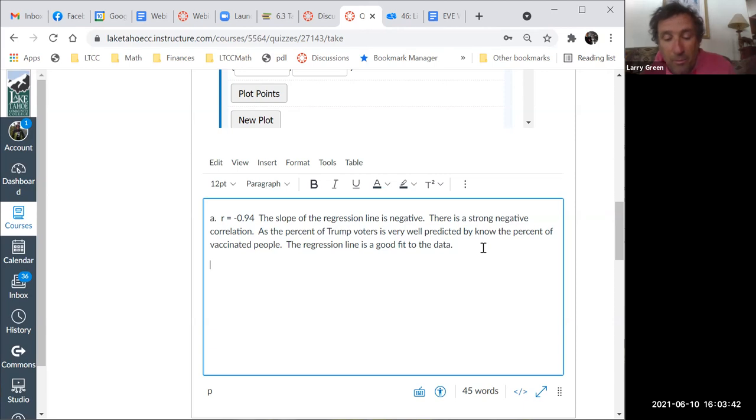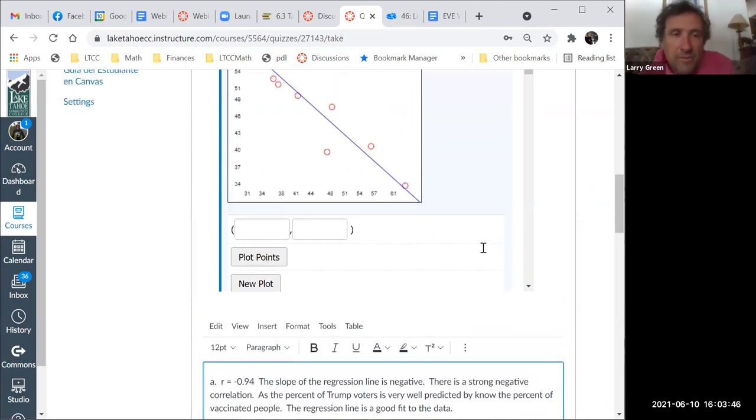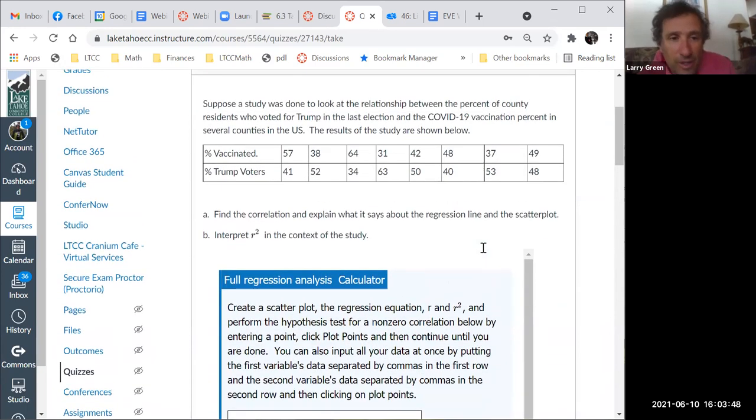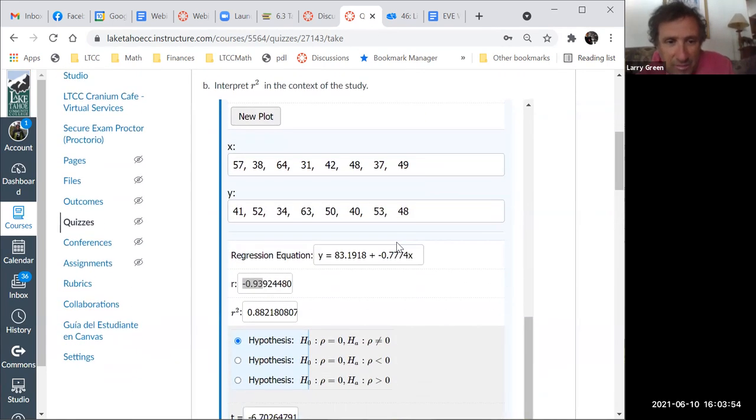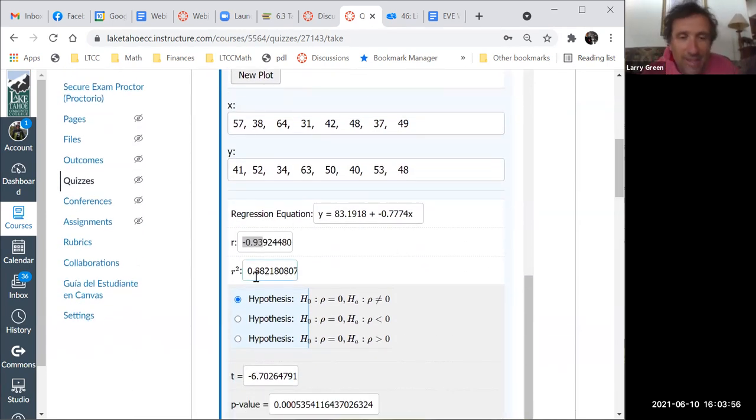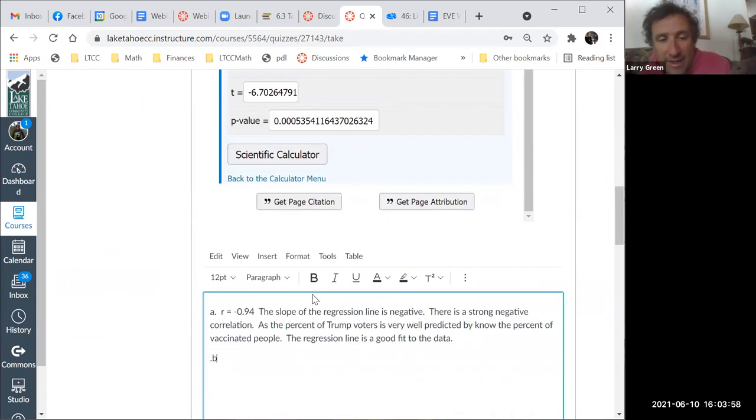Okay, let's look at part B now. What it asked for: interpret R squared in the context of the study. First thing, the calculator gives us R squared. That's easy. You just read it. R squared is about, I like 2 decimal places, 0.88. So let's write that out.